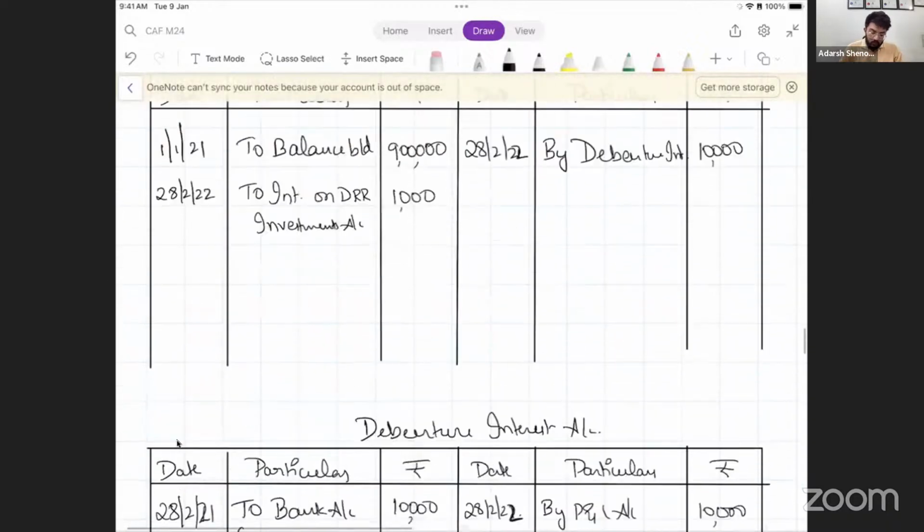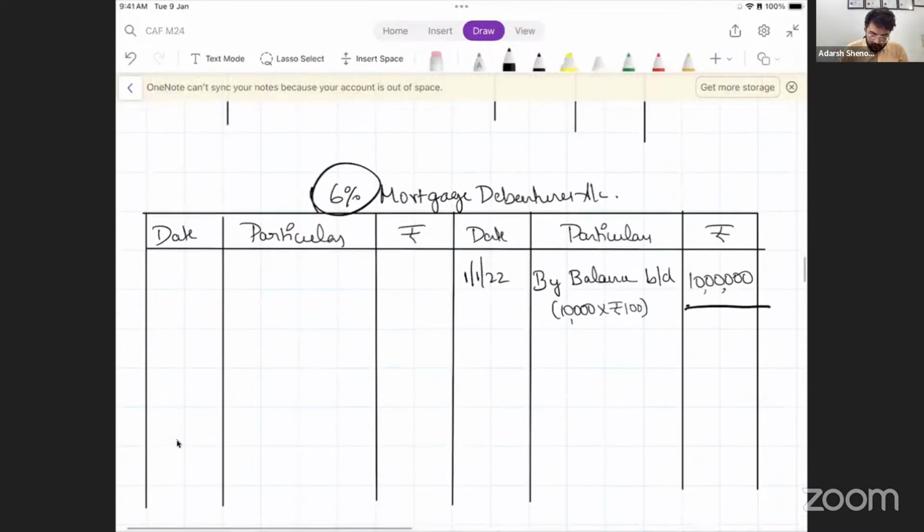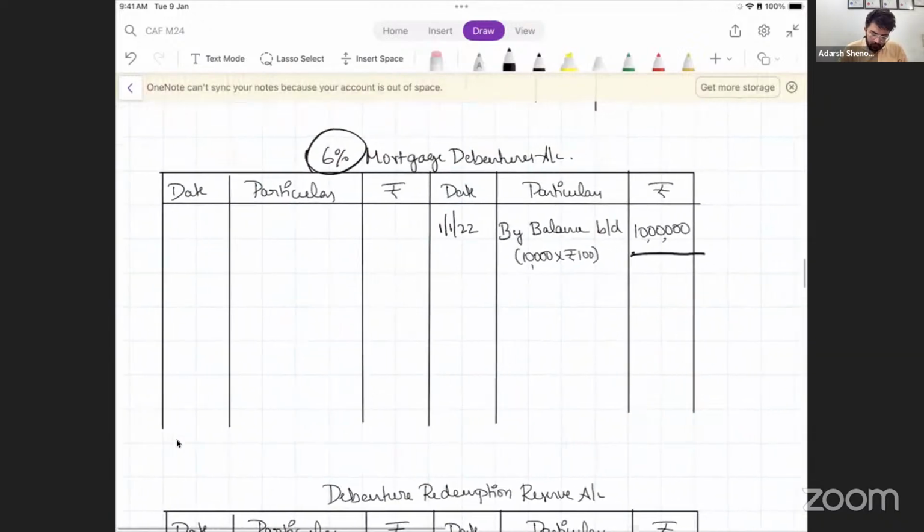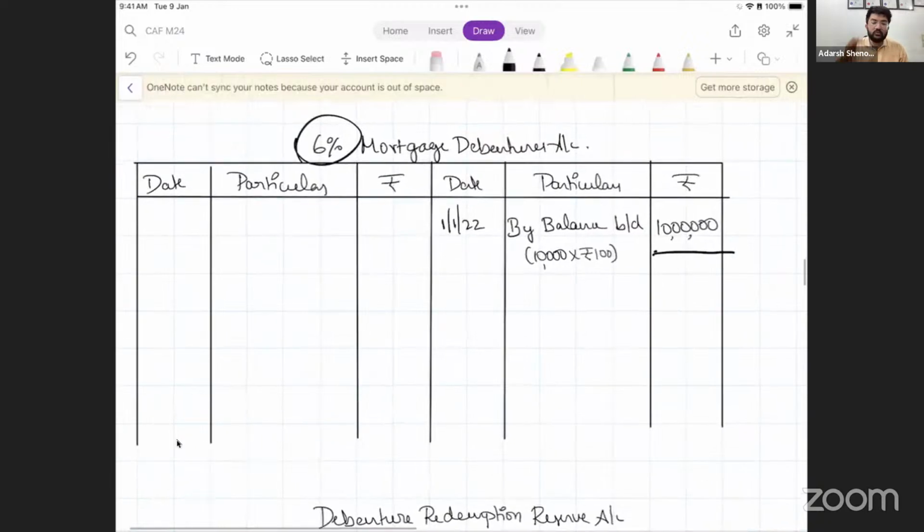Now let's go to the redemption. We redeem the debentures on the same day. So for that the journal entry: 6% mortgage debentures account debit. Premium on redemption. 1 rupee premium is there. So 1 rupee premium on redemption account debit to debenture holders account.